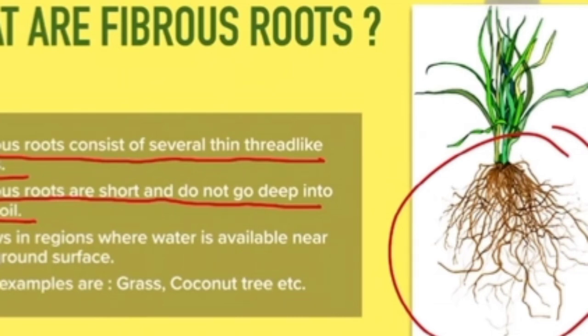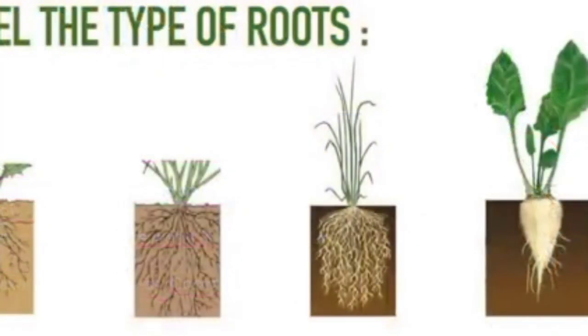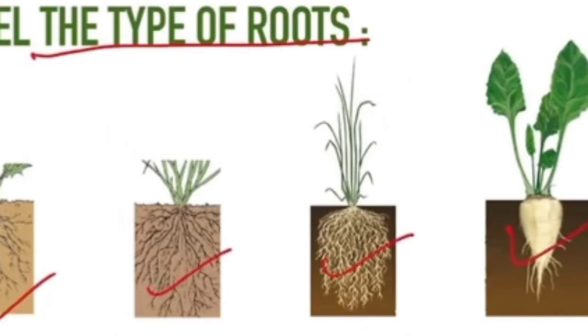That is also the reason they grow in the regions where the water is available near the ground surface, because they have short roots. Because of the short roots, they do not go much deep into the ground. Some of the examples of the fibrous root, you can see grass. You must have uprooted grass sometime, and you can see the roots of the grass, how it is a fibrous root. Now children, let's take a quick revision for you. Now here 4 types of roots are given.